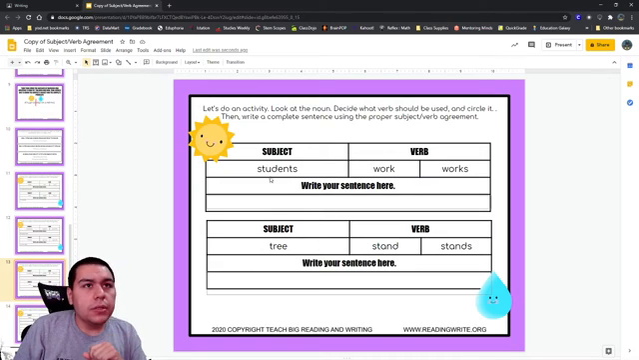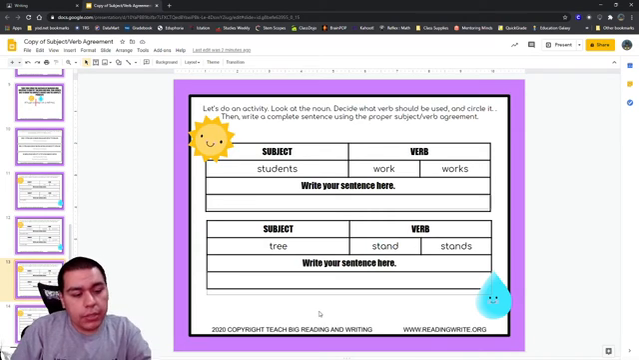Slide 13. Same thing. Two sentences. One, the subject is students, and we need to use either work or works. Second sentence, our subject is tree. We need to use either stand or stands. Again, I'm going to give you about 3 to 4 minutes, then we'll check them together.